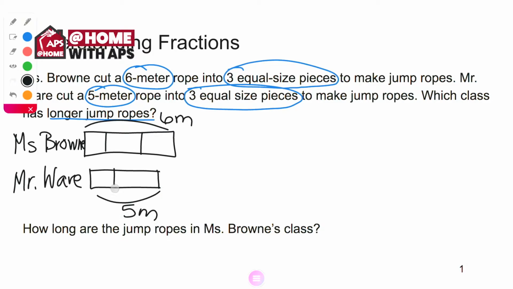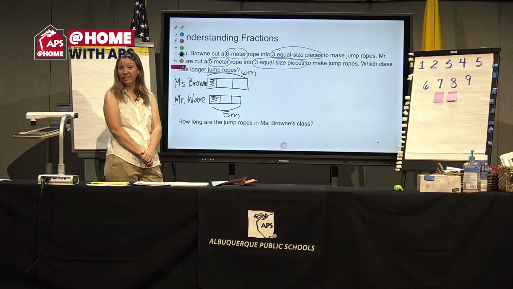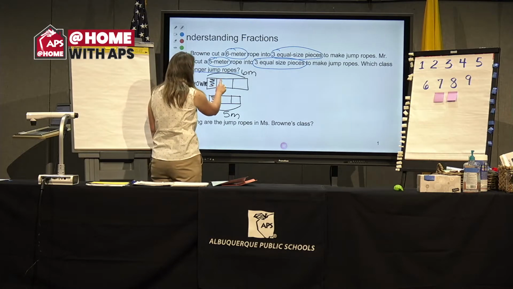And again, it's 3 equal pieces. So my question to you is, who had the longer jump rope? Well, you guys are looking at my picture, right? And you notice here, this piece looks bigger than this piece. Why do you think that's the case? I didn't draw very good equal sizes, did I? Did you draw better equal sizes? This probably should have been more over here.